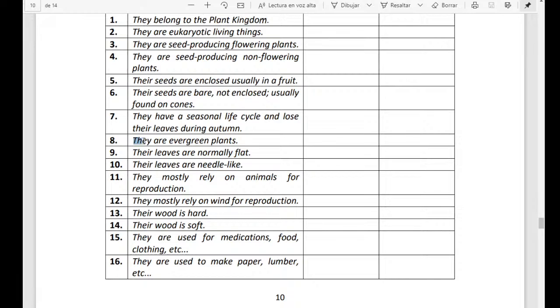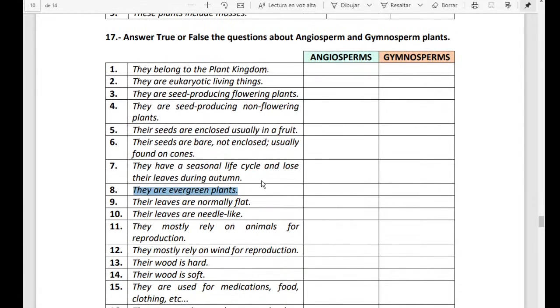Number 8. They are evergreen plants. They have leaves all year long. So, are we referring to angiosperms or gymnosperms? They are evergreen. They have their leaves all year long, during the whole year. So gymnosperms. Very good.